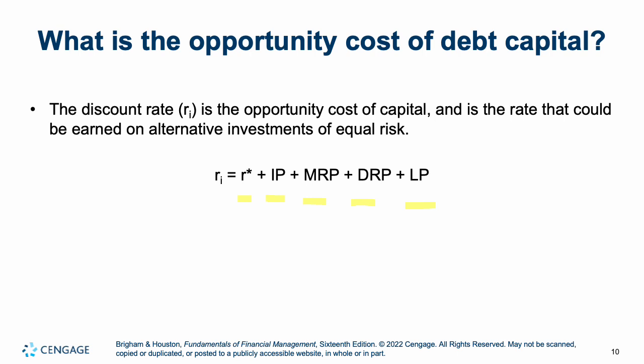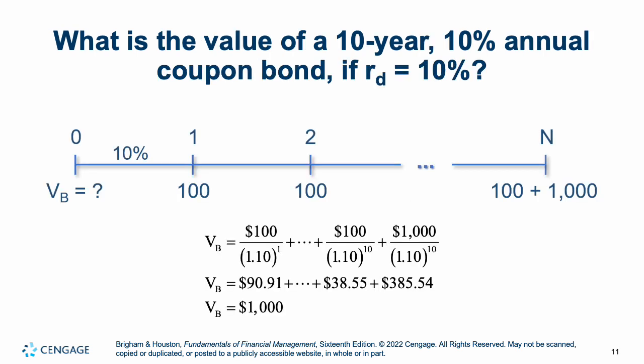the appropriate discount rate. So what would the value be of a 10-year, 10% coupon bond if return on debt is 10%? So we know it's 10%. Coupon payments are also 10%. So we would find the present value of all of our coupon payments, and then in the last year also the present value of our par value, which we're going to get back. And in this case, it's exactly par, or 1,000. We would generally use Excel to do this.